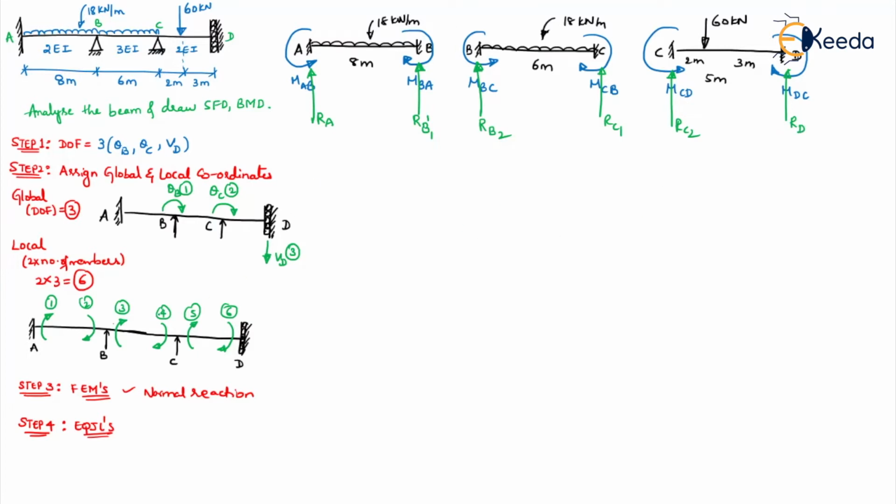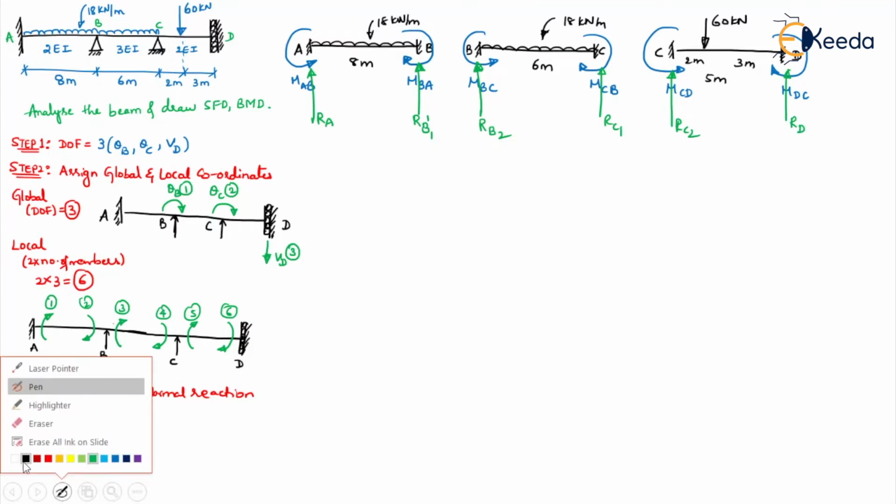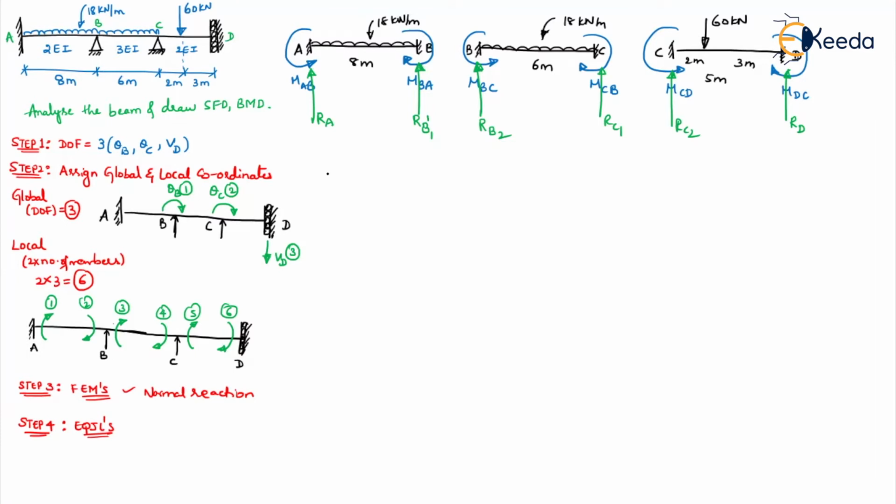So let us calculate one by one all the values of your fixed end moments. So here, since it is symmetric, MAB will be equal to MBA. So what is the standard value? If there is a UDL, it is WL square by 12. So how much is this? W is 18 into 8 square by 12. So this will come up to 96 kilonewton meter.